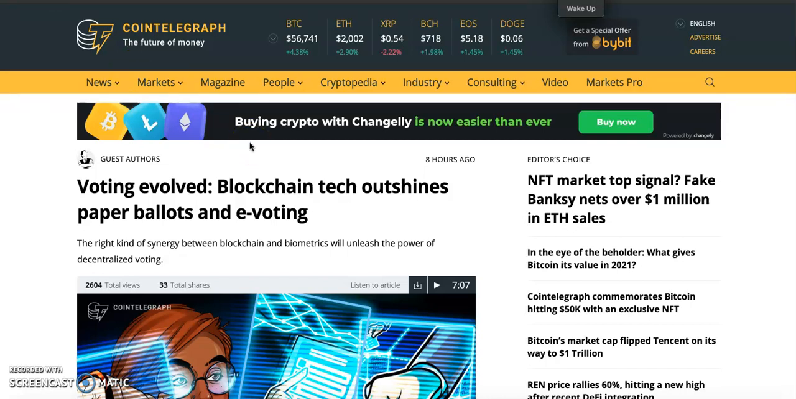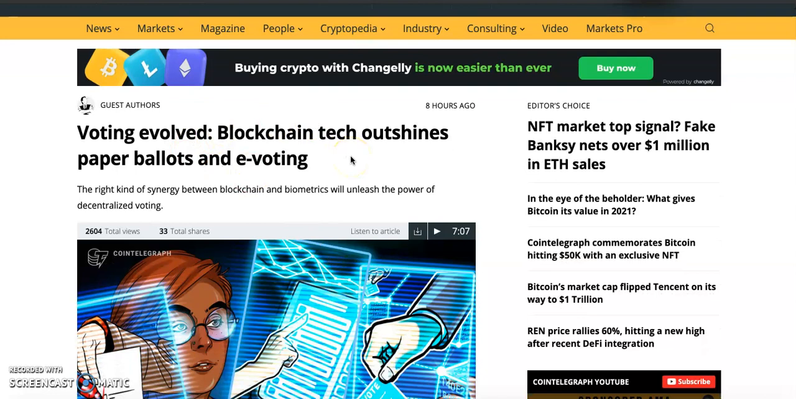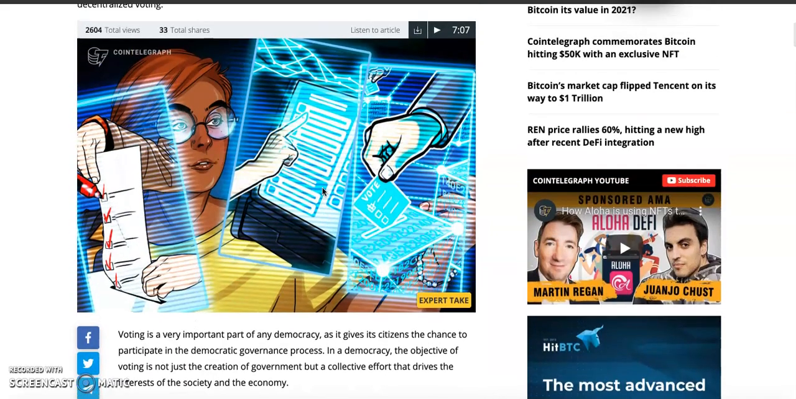First of all, just know it's possible, right? Voting with blockchain is one of the ways of killing and totally stopping election fraud around the world, and most especially in Africa. Right. So here's a news from Cointelegraph. Voting involved blockchain tech outshines paper ballots and e-voting. Of course, it is the future of voting because blockchain is very transparent.